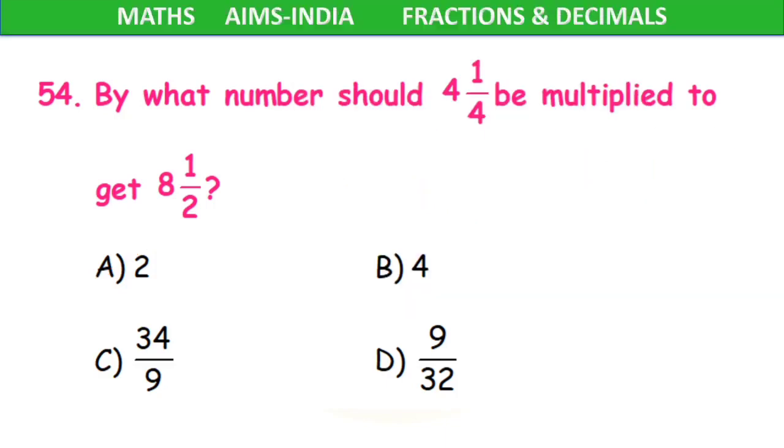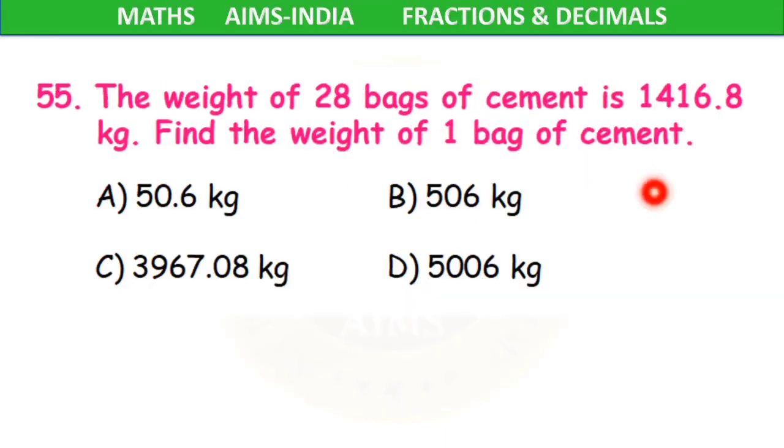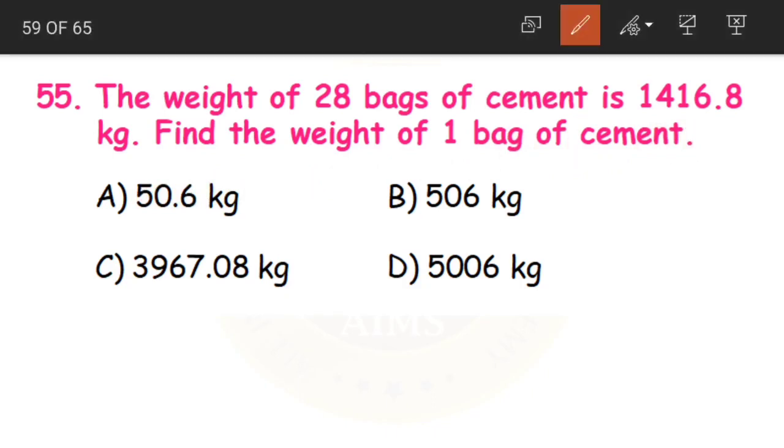I hope this is clear. Next question. The weight of 28 bags of cement is 1416.8 kgs. Find the weight of 1 bag of cement. A very simple question, right?